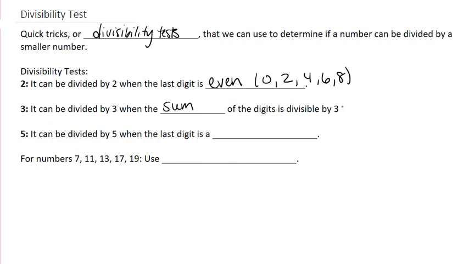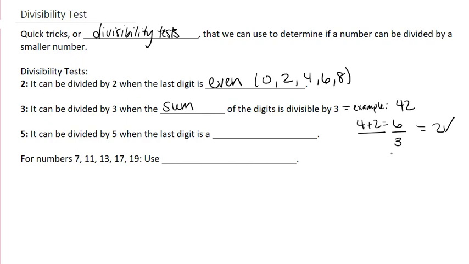So an example would be 42. So 4 plus 2 is equal to 6. Now we can divide: 6 divided by 3 is equal to 2. So this would check out. We can say that this is divisible by 3, as we added up the digits, the 4 and 2, and then divided by 3.